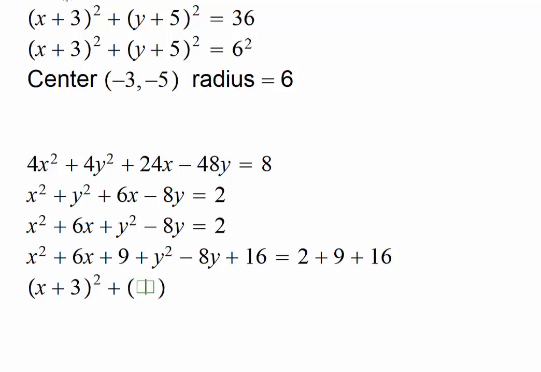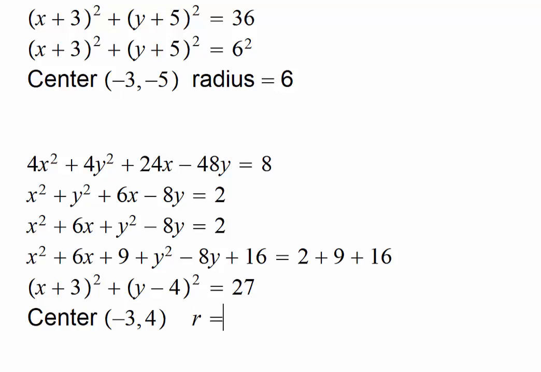And then plus, this would be y, and here is 16, and the coefficient here is negative, and if you factor it, it will be the square of (y minus 4), and that equals how much? 11 plus 16 is 27, right? So we have the center at (-3, 4), sorry, and the radius would be how much? The radius would be the positive square root of 27. Okay.